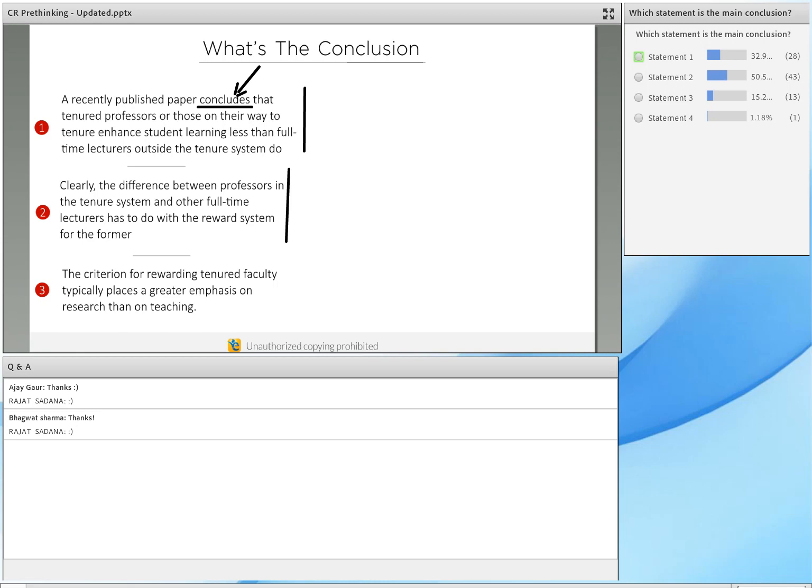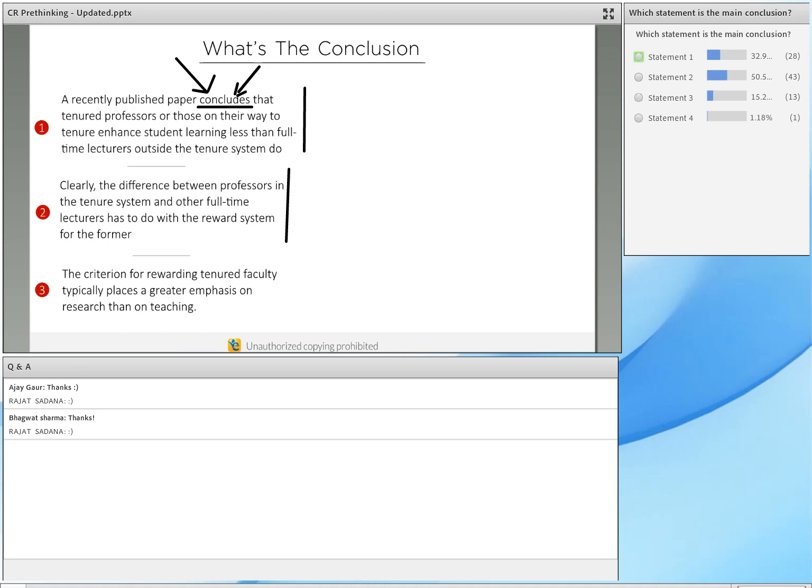A conclusion, if you've chosen statement one as a conclusion, one thing that you've got to remember is that a conclusion is always by the author. In this case, in statement one, this conclusion is a conclusion that's written in a paper. So some published paper states this thing, or concludes this thing. But as a whole, statement one is a fact.